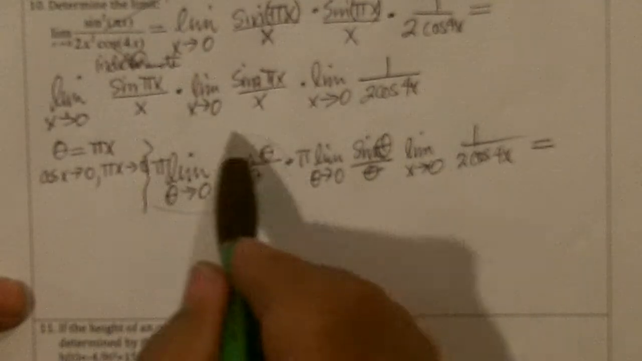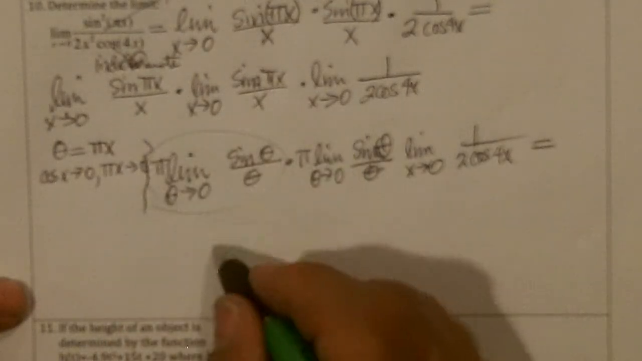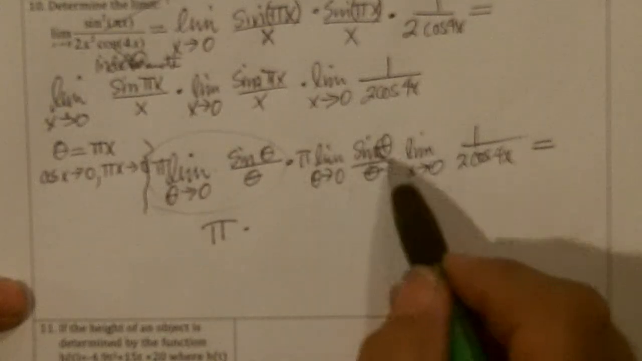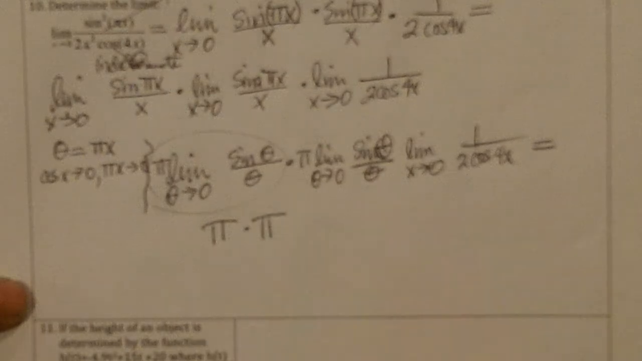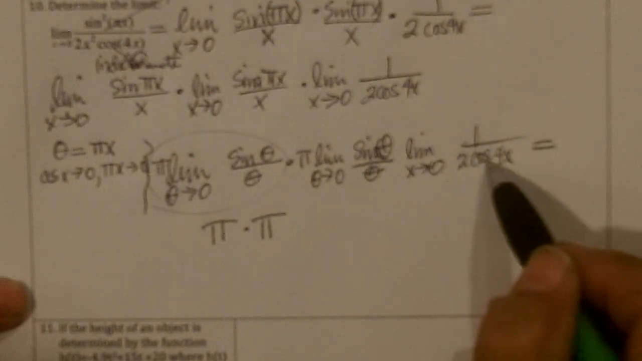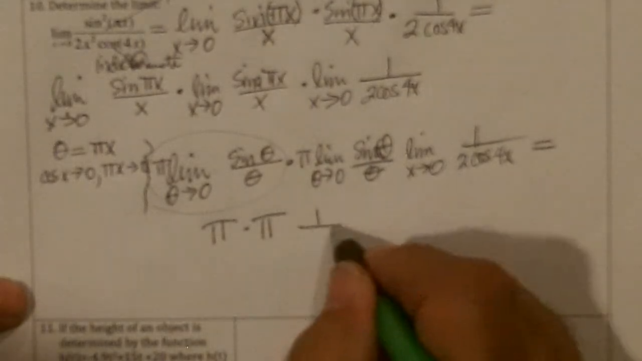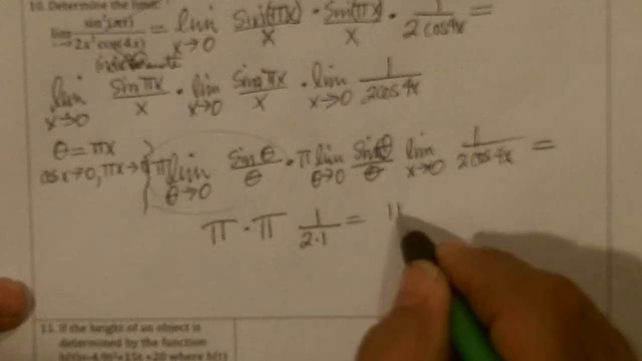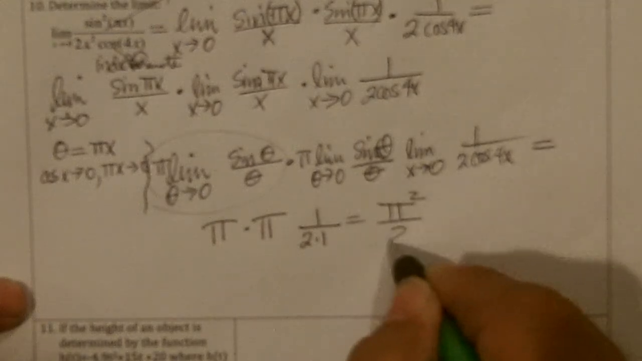So this is pi times 1, which is pi, times this is pi times 1, which is pi, and this is 1 over 2 times 1, which is pi squared over 2.